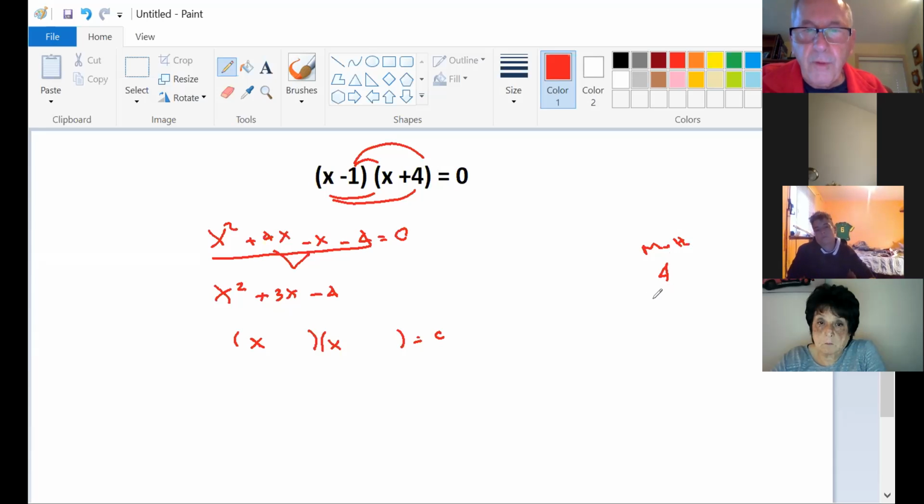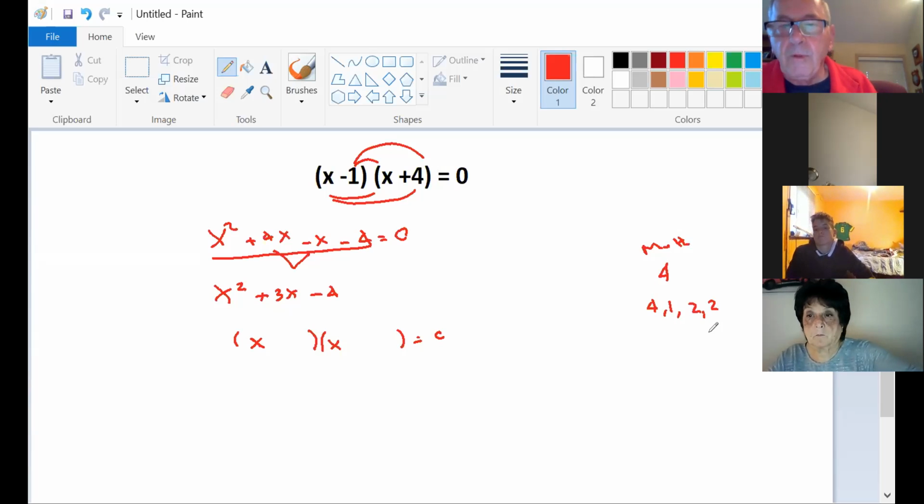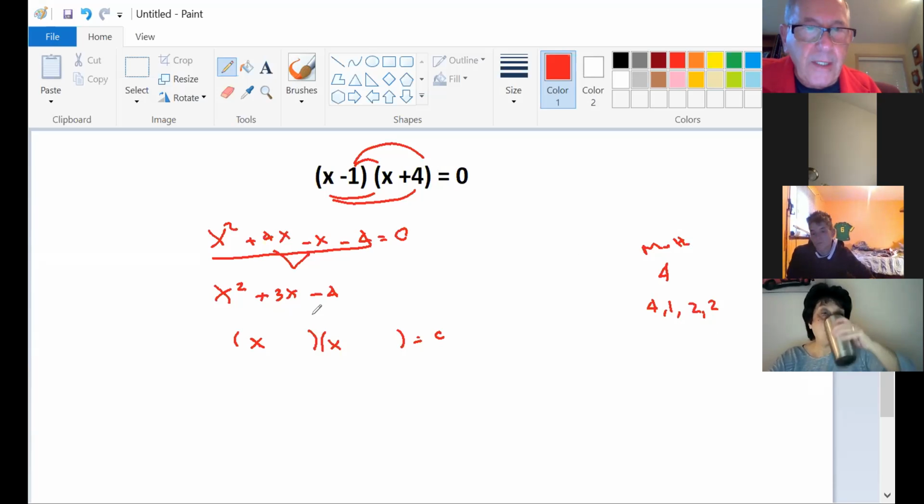So you've got the number 4. The factors of 4: 4 and 1 is 4. 2 and 2 is 4, right? Minus 4 and minus 1 would equal 4, minus 2 and minus 2 would equal 4. So that's part of it. The second part is getting this inner term, the middle term here. That's adding these two factors together.